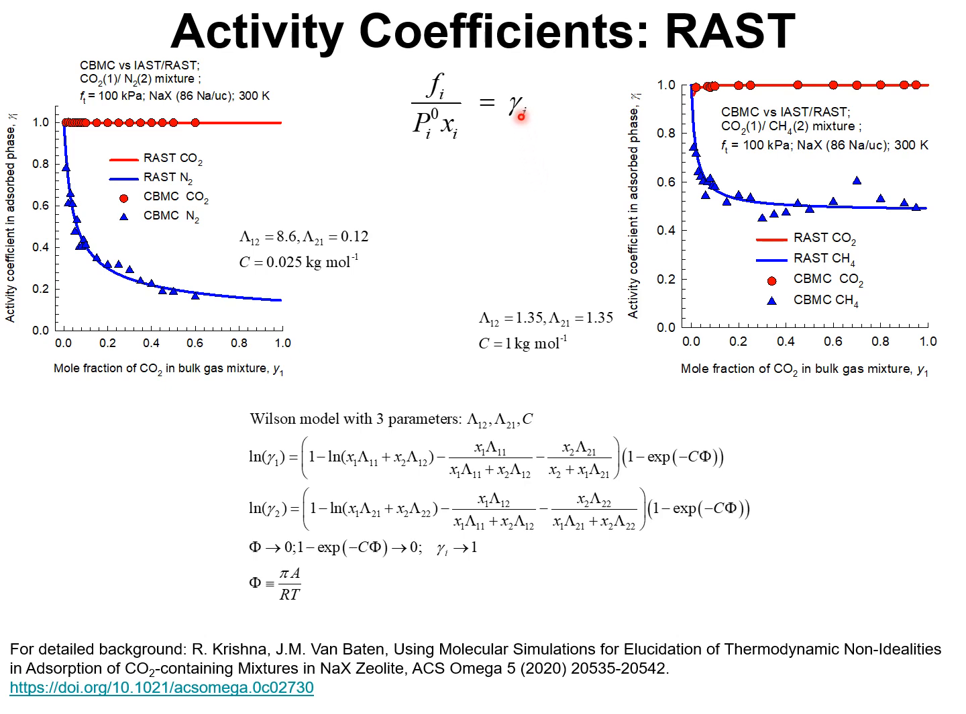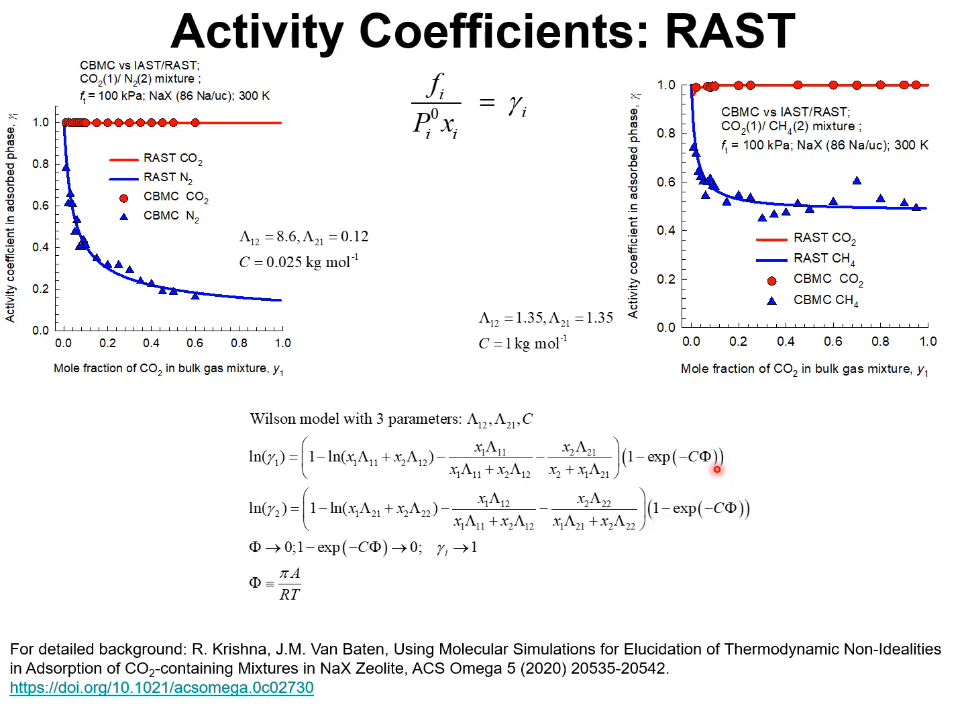The activity coefficients are then fitted to a model describing the dependence of the activity coefficient on the adsorbed phase composition, x1 and x2. Only one of these is independent because x2 is 1 minus x1. But the activity coefficient is also a function of the surface potential phi. The activity coefficient model may be chosen to be the Wilson model, such as shown here, with two parameters, lambda 1,2 and lambda 2,1, along with a parameter c.